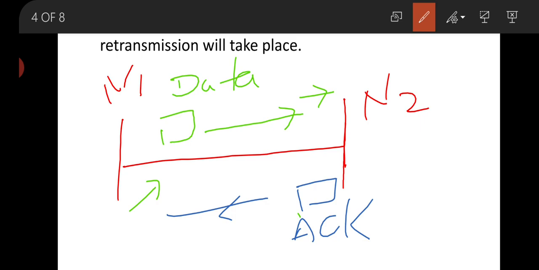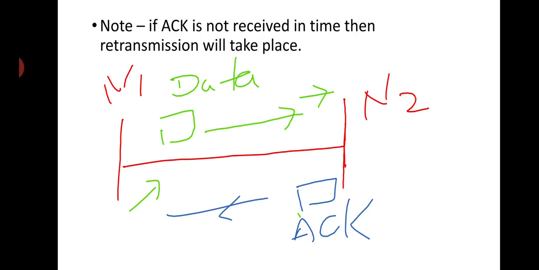Point to be noted here: the ACK must be received at the sender end within time, because there is a fixed time slot allotted for this communication. If the ACK is received by N1 after that time period, then this is a failure of transmission. This transmission is not successful, and N1 is again going to send the data packet. This is called retransmission of data. So note, if the ACK is not received in time, then retransmission will take place. So this is collision handling with the acknowledgement method. I hope this is clear to you.